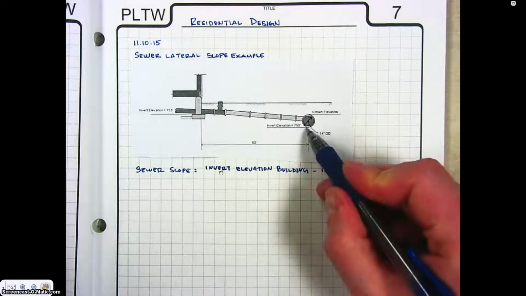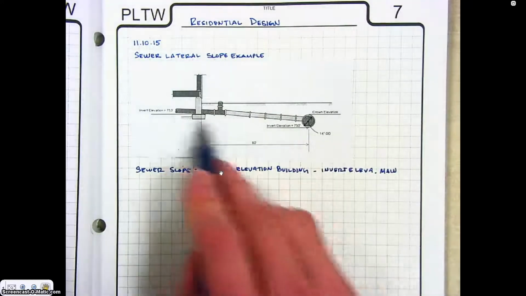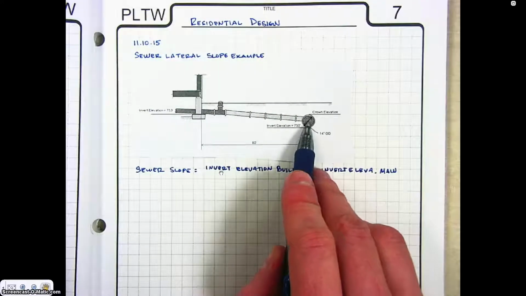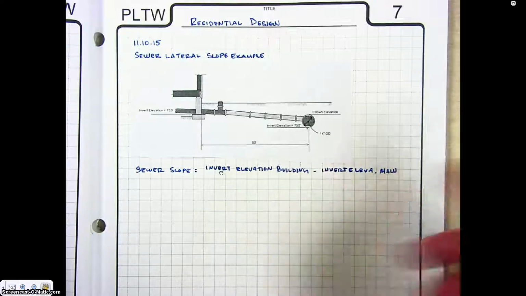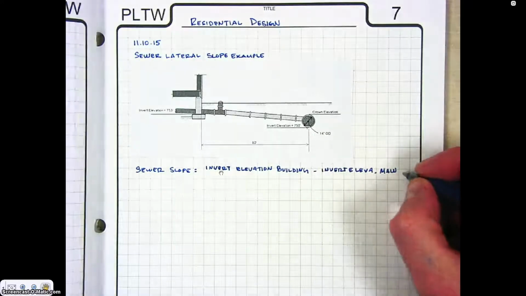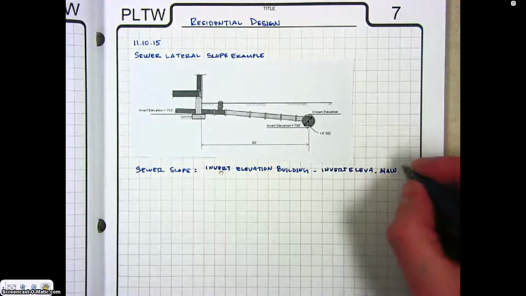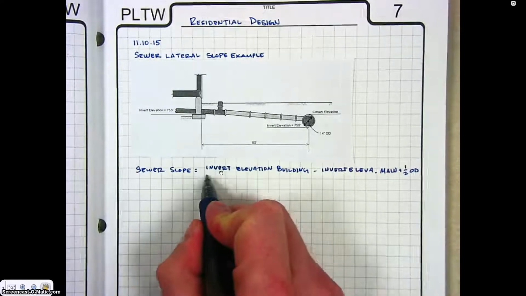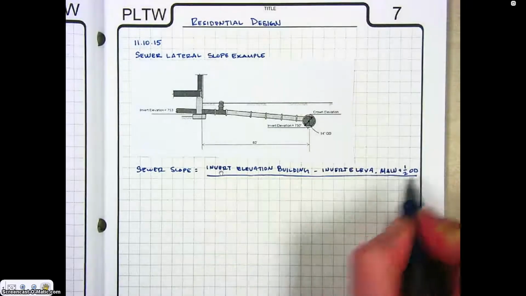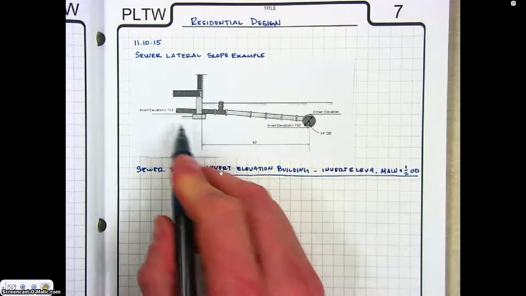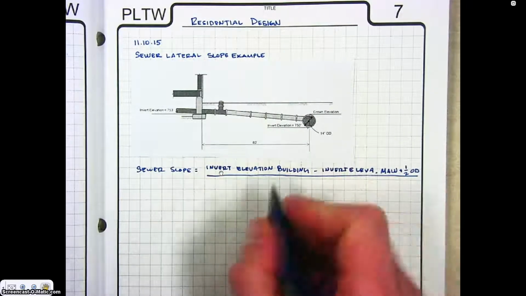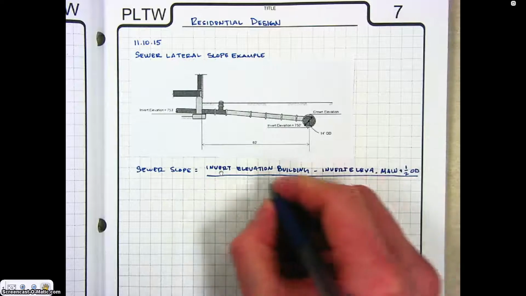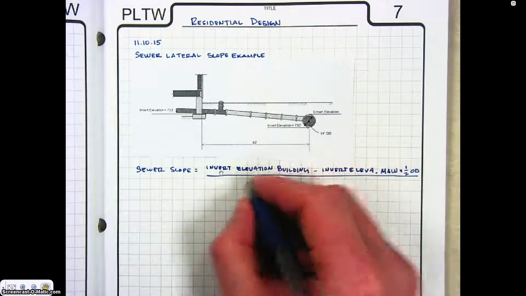And then that would get us right here, and so we'd know the difference between that and that, but we need to get to the center of this sewer main, and so then we will put plus 1/2 OD for outside diameter. And so all that will be divided by the distance from the building to the sewer main.